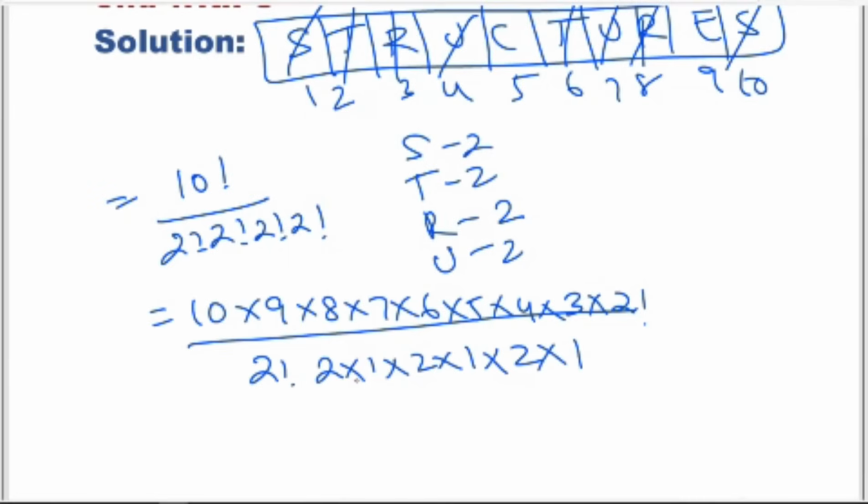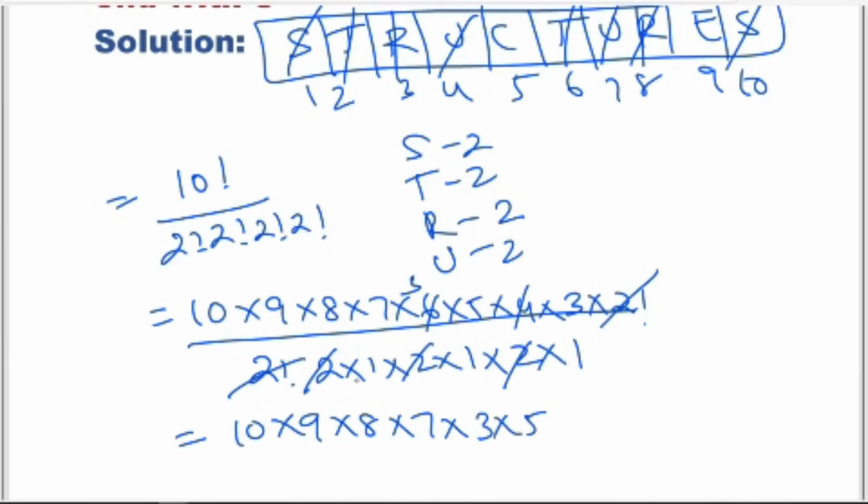So the 2 factorial cancels. 2 twos are 4, so the 4 cancels. Then 2 one time, 2 three times. So we get 10 into 9 into 8 into 7 into 3 into 5 into 3. When we multiply all this, we get the answer as 2 lakh 26,800. So this is for STRUCTURES.